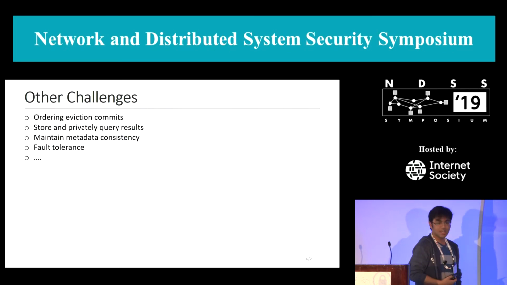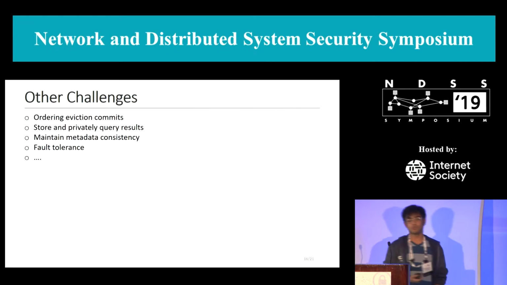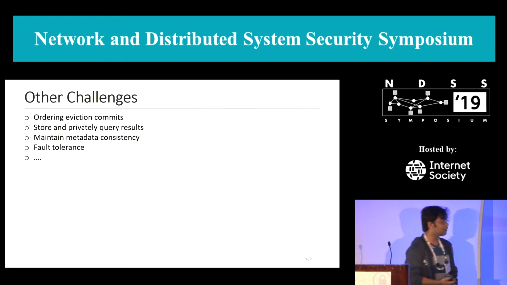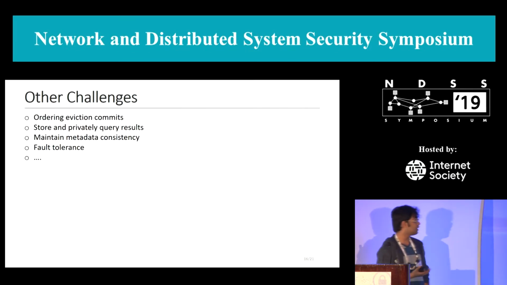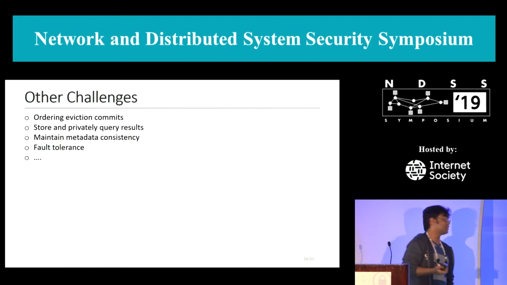There are several other challenges that we have to address before we can make everything work. This includes how do we order the eviction commits now that we have defined critical sections? How do we store and privately query the results before they are returned back to the tree? How are we able to maintain the consistency of metadata, and of course fault tolerance, because now the clients do not really communicate and they're performing this eviction protocol in a collaborative way. But I'll encourage you to look at the paper for more details on this.